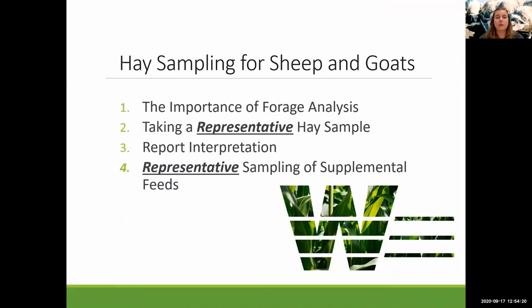Okay, so we've talked about the importance of analyzing our forages. We understand they're variable. We know how important it is to get a good representative sample so that we have a good forage report to go off of, and we are confident in the decisions we're making when feeding our sheep and goats. And then we've talked about how to interpret that report, comparing our numbers to animal requirements, and also looking at further constituents to see what physical characteristics of the forage are going to be impacting how these animals are consuming it. So now let's look at some supplemental feeds.